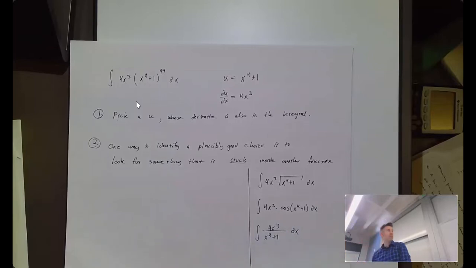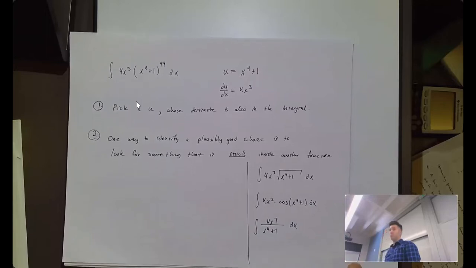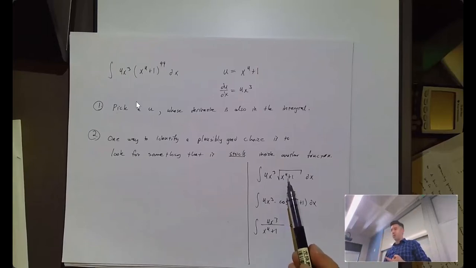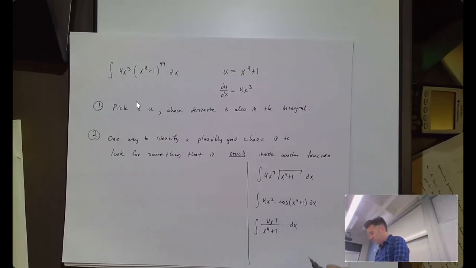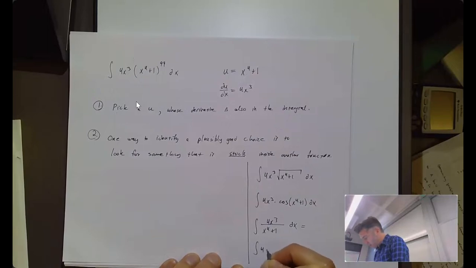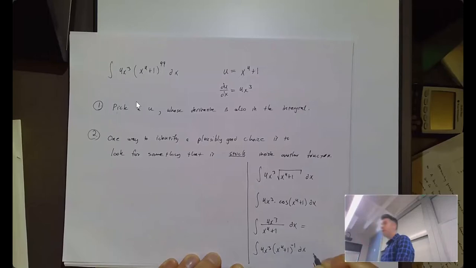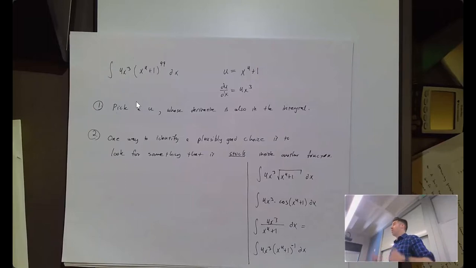Each of these are examples where your choice for u being x to the fourth plus 1 is chosen for both of the good reasons. We're seeing that x to the fourth plus 1 in each of these integrals or antiderivatives is stuck inside another function. This one is stuck inside a square root. This one's stuck inside a cosine. This one's stuck inside the denominator. If you like, you could rewrite this one as 4x cubed times x to the fourth plus 1 to the negative first power, seeing that it's stuck being raised to some power. And then its derivative is also in the integral, which is really the most important part.